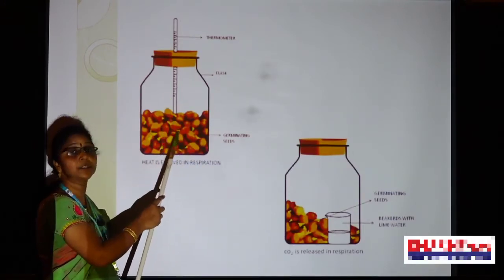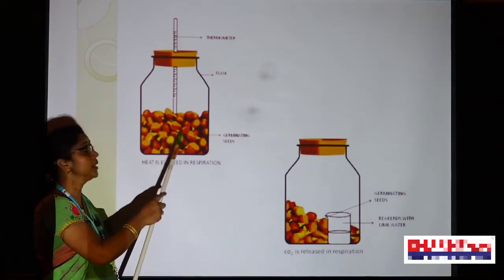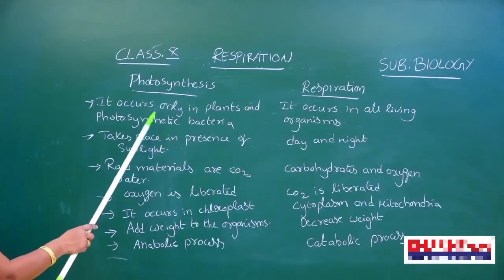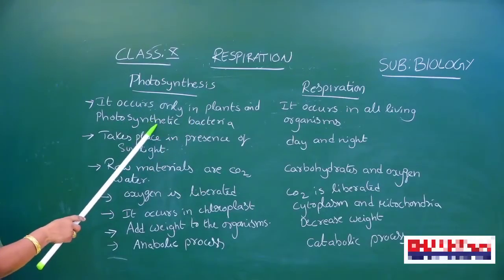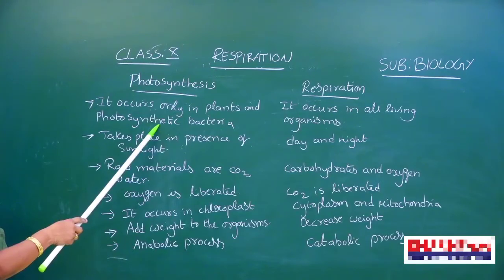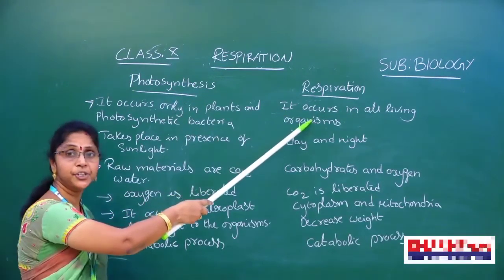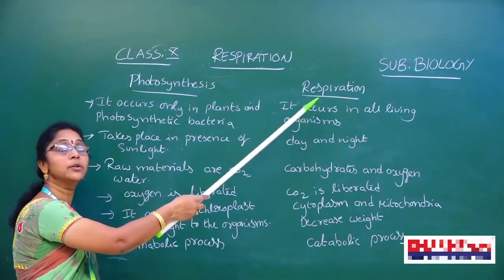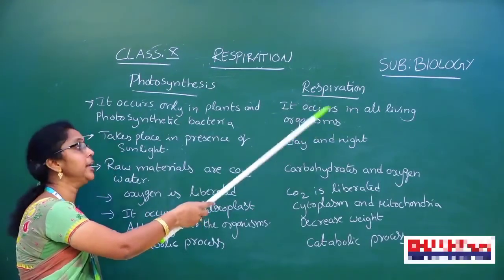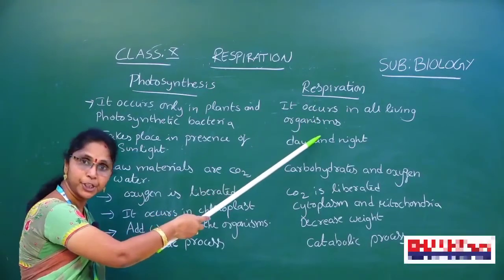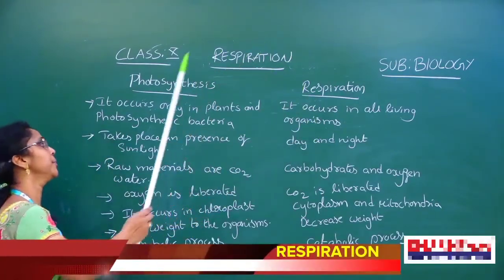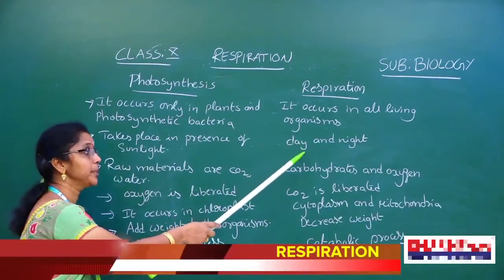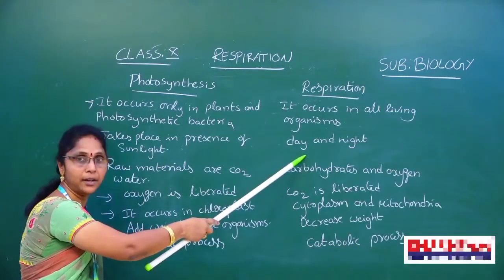What is the precaution here? The bulb of the thermometer is carefully dipped into the germinating seeds. Photosynthesis occurs only in plants and photosynthetic bacteria, but respiration occurs in all living organisms, either unicellular or multicellular. In any living organism, the respiration process is an essential process. It takes place in the presence of sunlight. Respiration occurs day and night.